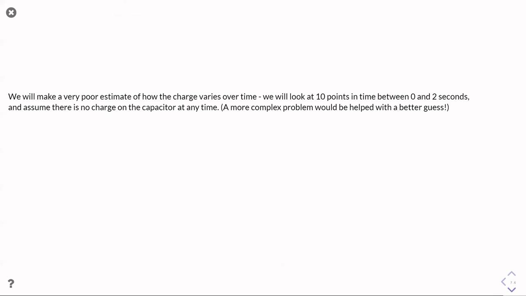So we're going to take 10 points between 0 and 2 seconds. I'm going to make a really, really bad assumption and just assume that the capacitor stayed discharged for the whole of the time, despite the fact that's clearly bogus, because we know the capacitor must end up being charged to a certain level after 2 seconds. But we don't know what charge that's going to be because we don't know how big the capacitor is. So we'll just assume it's all zero. So there we go. We set up the time and we set up our initial state variable, our Q0.